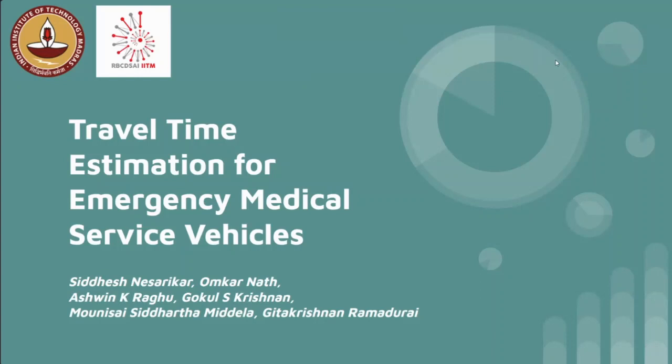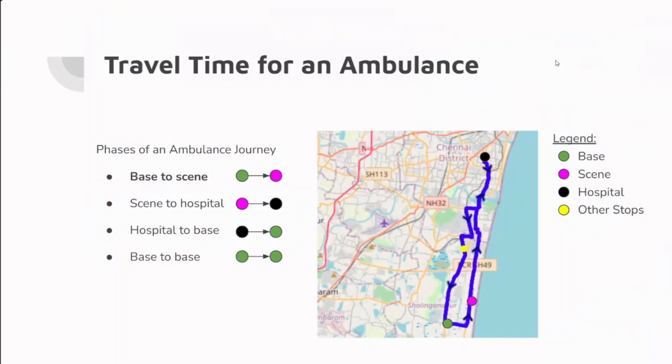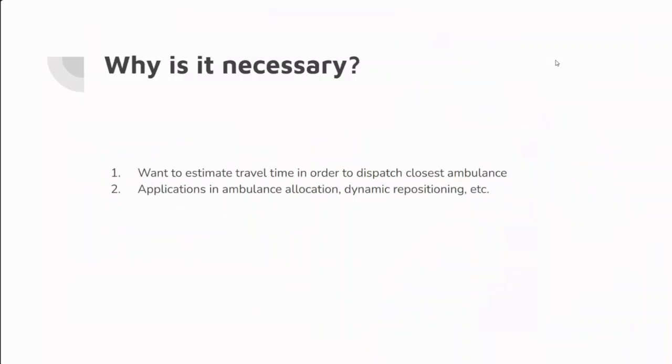Today I'll be presenting our work on travel time estimation for emergency medical service vehicles. So what is the travel time for an ambulance? An ambulance has multiple phases in its journey. It could be from base to the incident location to the hospital, or from hospital back to the base, or in between the bases. Base is the point where the ambulance waits for a distress call.